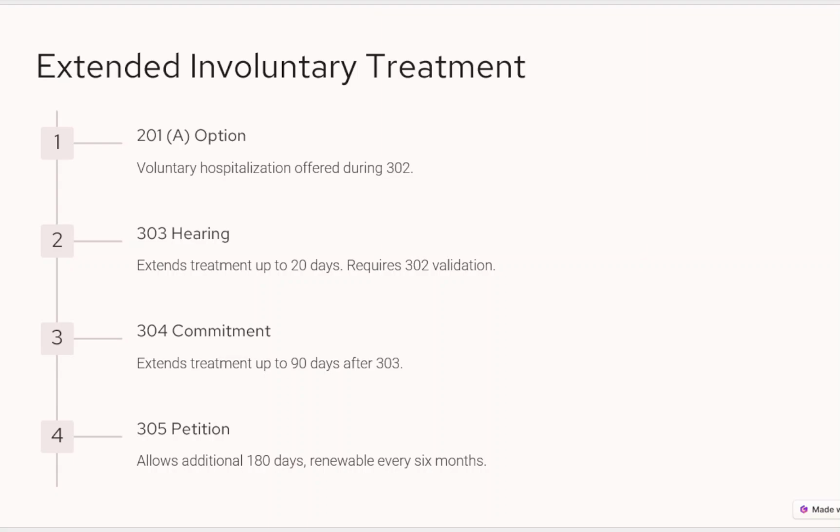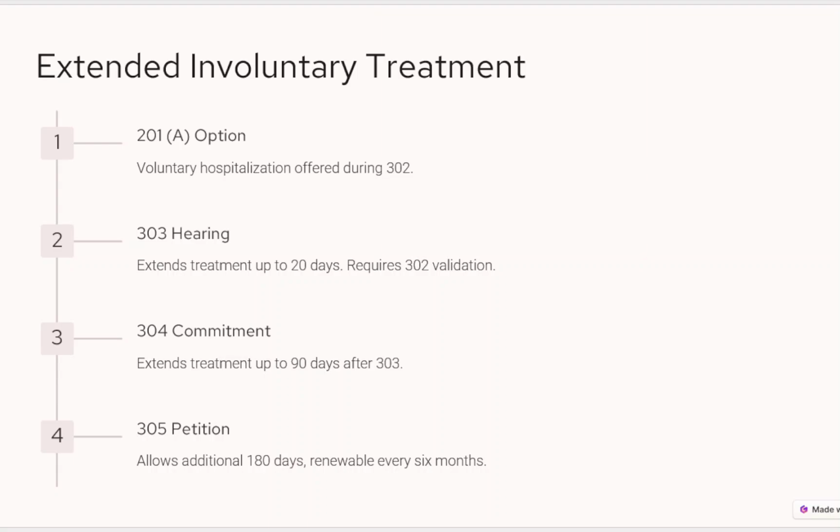If the individual refuses to sign into a 201 and the hospital has no grounds for a new 302 petition, the individual can be discharged within 2 hours. The outpatient court commitment process for a 304 involuntary mental health treatment extends beyond the 20-day 303 commitment and allows for up to an additional 90 days of involuntary treatment. Dangerous behavior does not need to be reestablished, as this has already been proven in the previous commitment.